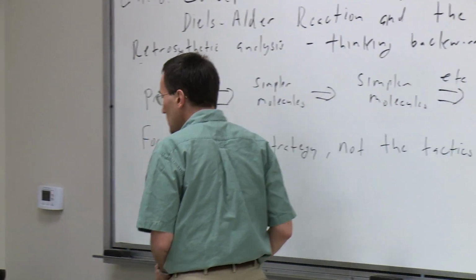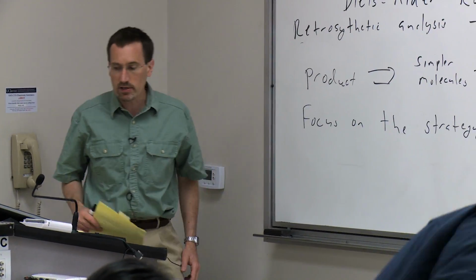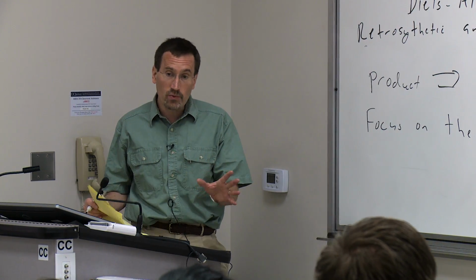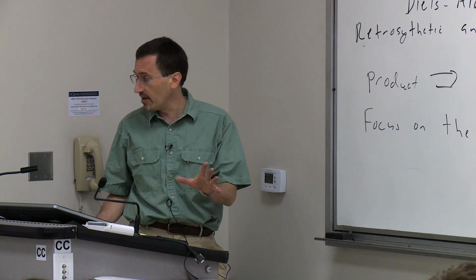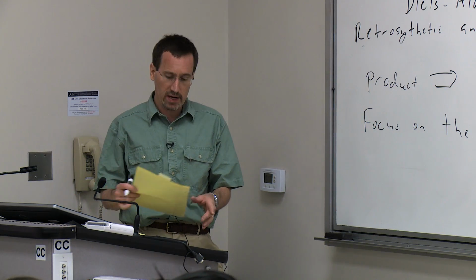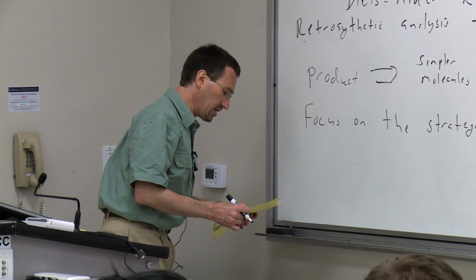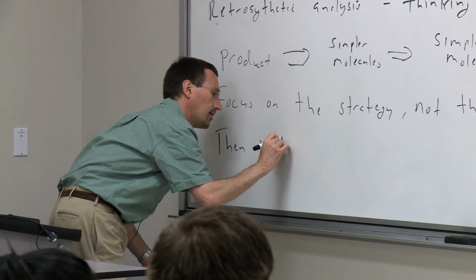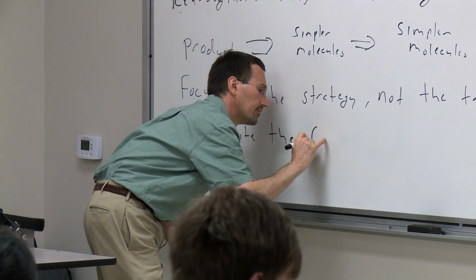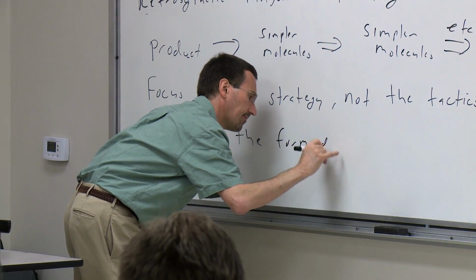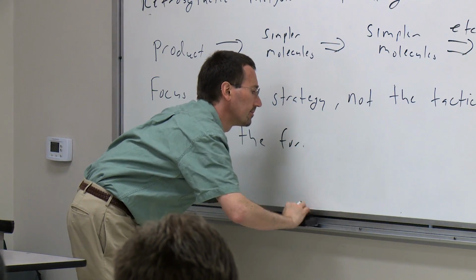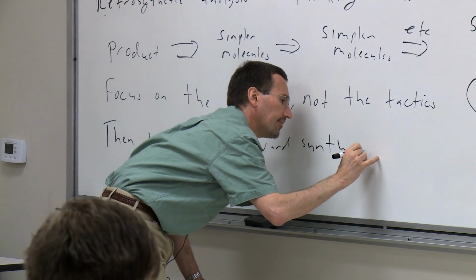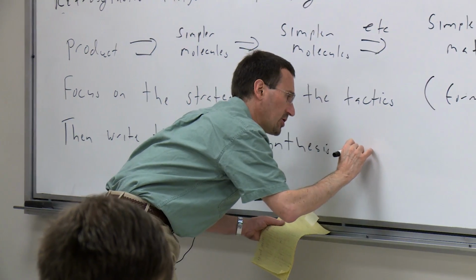And we use these sorts of arrows that I've shown here to indicate we're thinking backwards. That doesn't mean we're done with the job. That's kind of like showing your work or showing your thinking. Then what we want to do is write the forward synthesis, with reagents, etc.